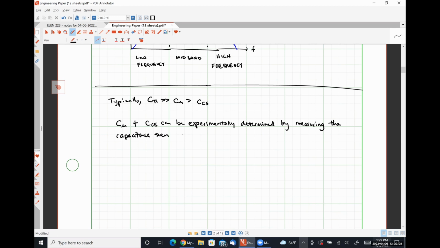Hold on, sorry. My notes here are literally missing a conjunction and I'm trying to figure out what it's supposed to be. I have written C mu and CCS can be experimentally determined by measuring the capacitance seen base and collector. So I feel like it's between the base and collector. So that's what I'm going to go with.